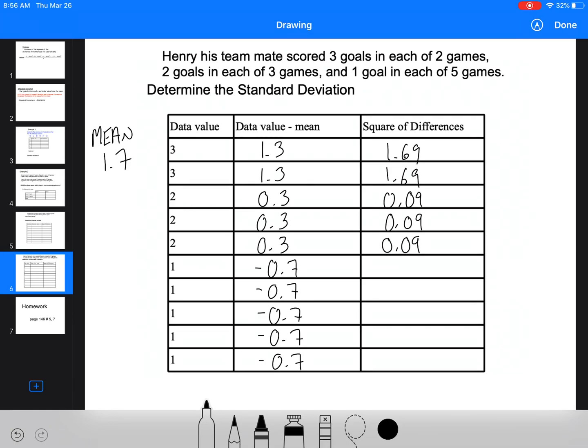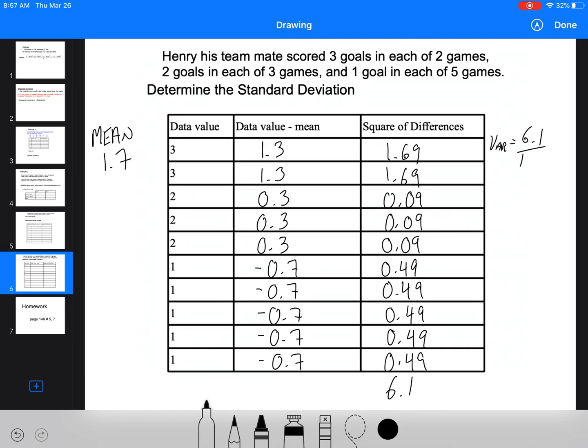0.09. And notice again, all of these values are positive because we're squaring something. It always makes it positive. We're never going to have negative values. That's the biggest mistake people make when they're doing this calculation. So now we're going to add all of these together, plus 0.09 plus 0.49 times 5. So here, when we add them all together, we get 6.1.